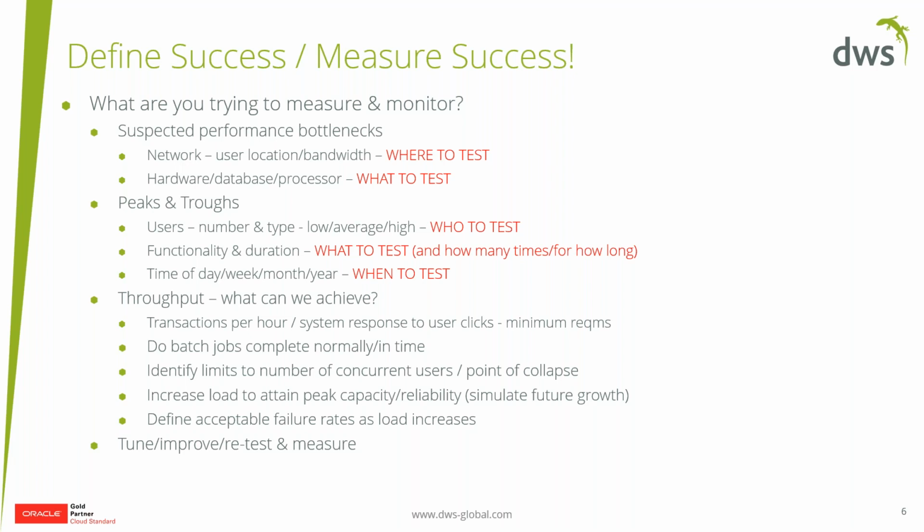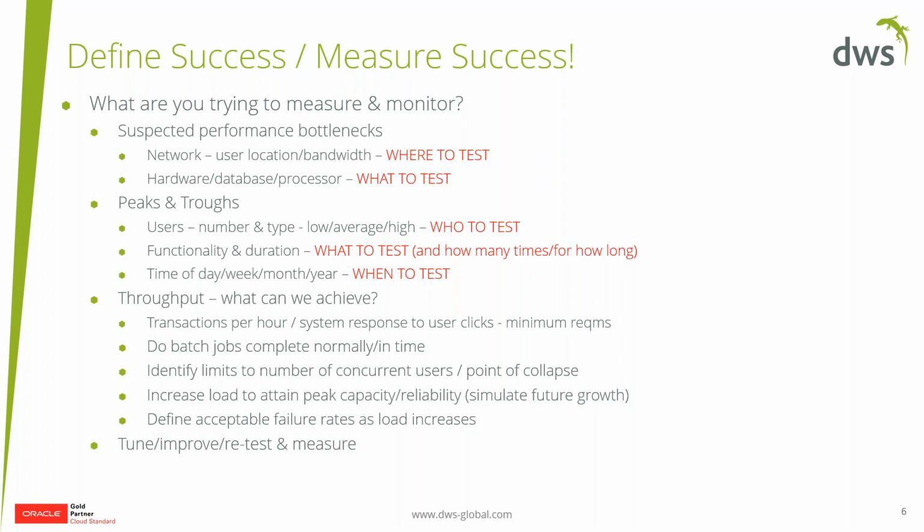Another what to test and how many times and for how long is that question about the functionality and duration in terms of peaks and troughs. Are there certain times of the day, week, month, or year that you start to see performance degrade related to possibly all of those aspects, the number of users on at the time, the functionality that they're running, and that it coincides with an end of month, for example.